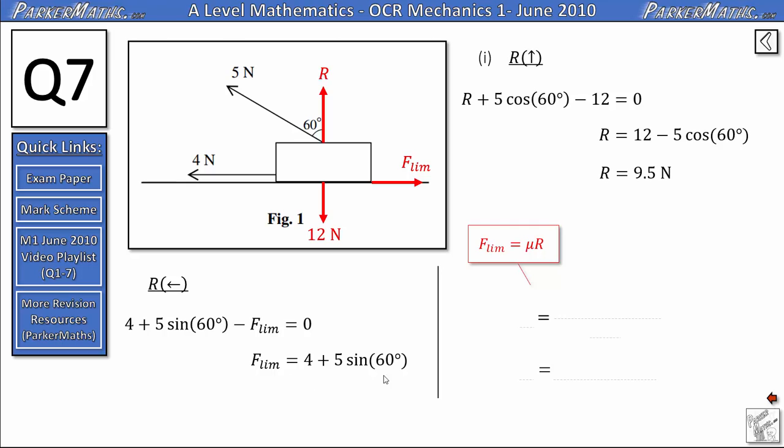If you wanted to, you could work out the value here and store it in your calculator, but there's really no need. To find mu, we need to use the fact that limiting friction equals mu R, and if we divide through by R, we get mu equals Flim over R. Flim is 4 plus 5 sin 60 and R is 9.5.